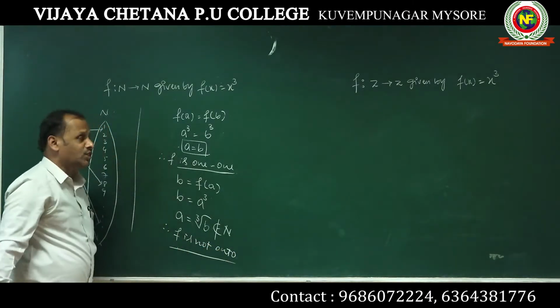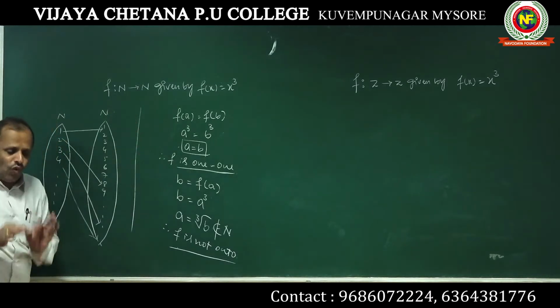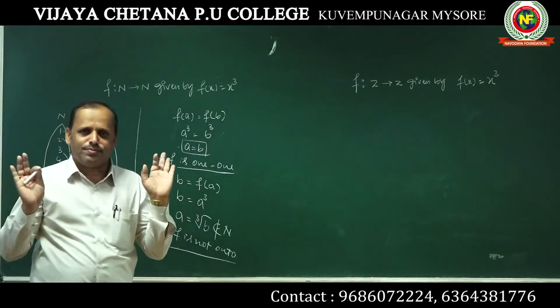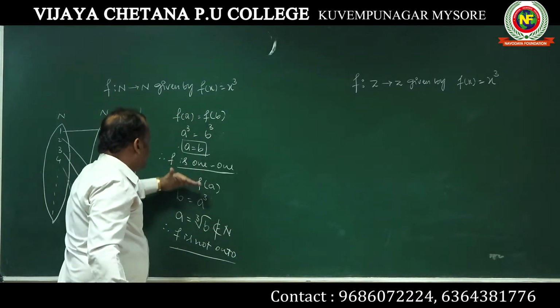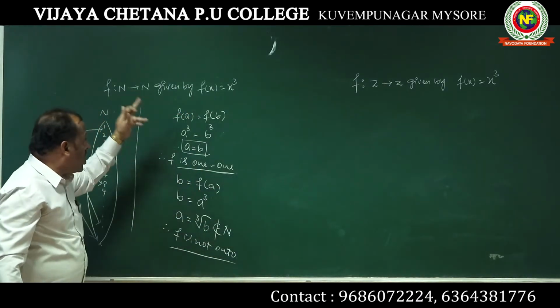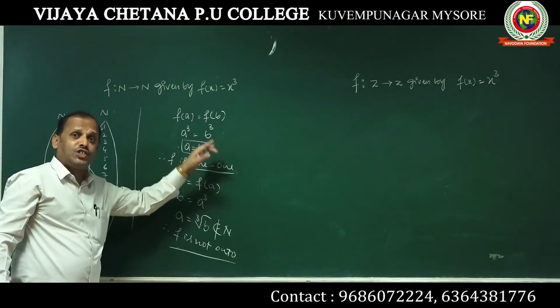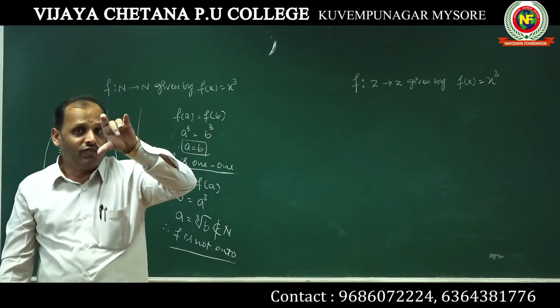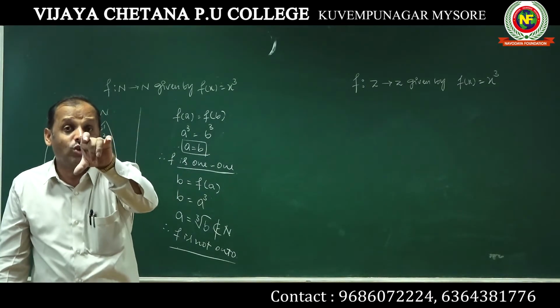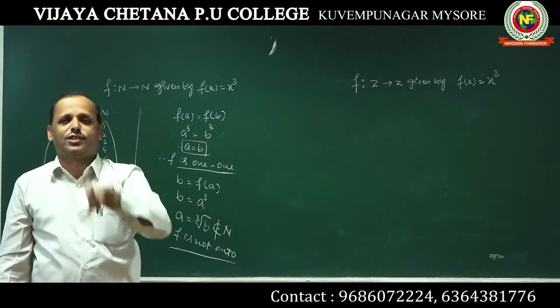F is not onto. Therefore, the given function is 1-1 but not onto. It is very clear. Notice, this is the procedure for 1-1. This is the procedure for onto. But what you will get is a number if it belongs to the given set. If it belongs to the given set, then only it is 1-1, then only it is onto.